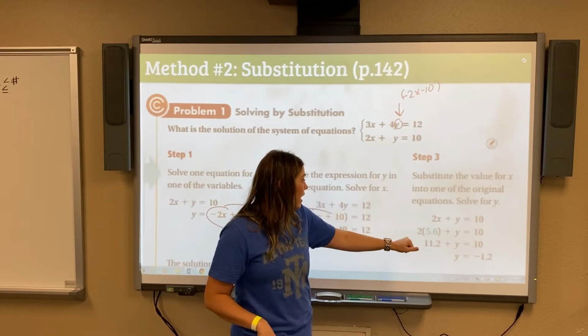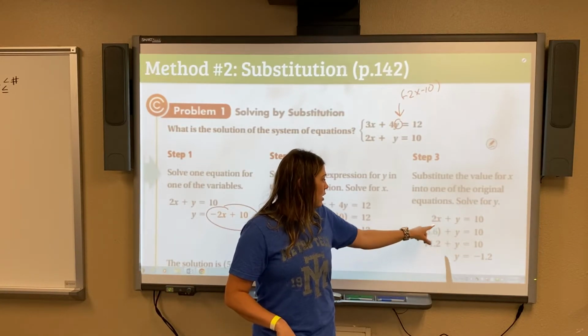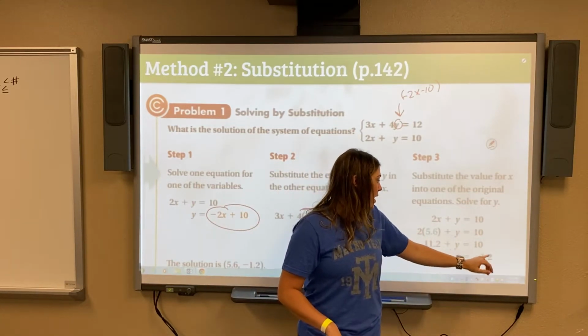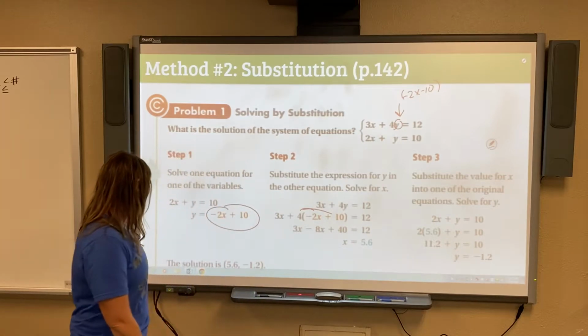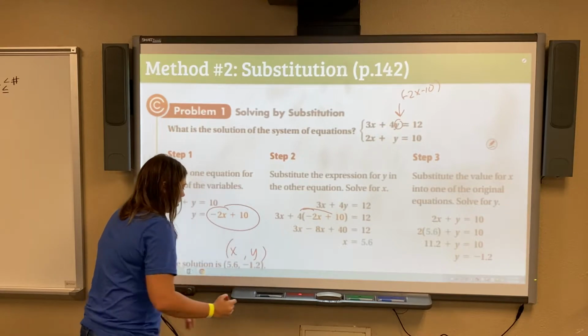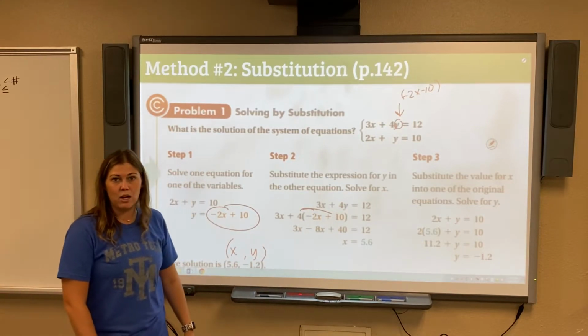So they picked this x right here. 2 times 5.6 is 11.2. Subtract it over, you get y equals negative 1.2. It's kind of hard to see, but this is your solution, the x and the y as a coordinate point. So 5.6 and negative 1.2.